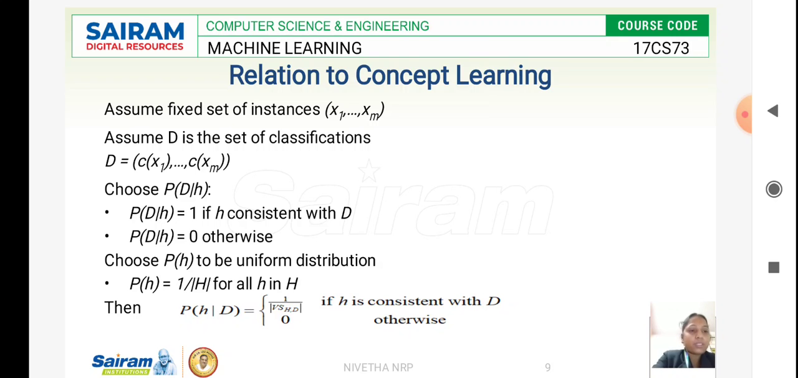Whenever input is given, it has to find the hypothesis of the given event. How is it finding the hypothesis? Using the probability distribution function, where it uses the Bayes theorem concept for implementing the algorithm. This is the relationship we have between Bayes theorem and concept learning.